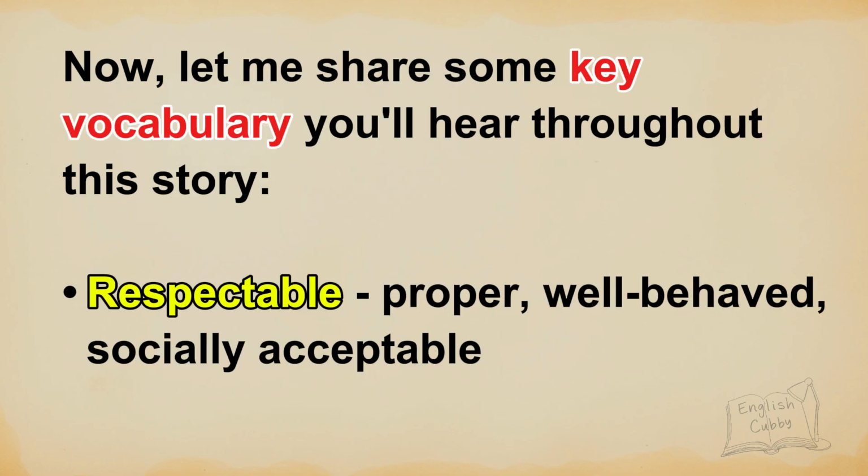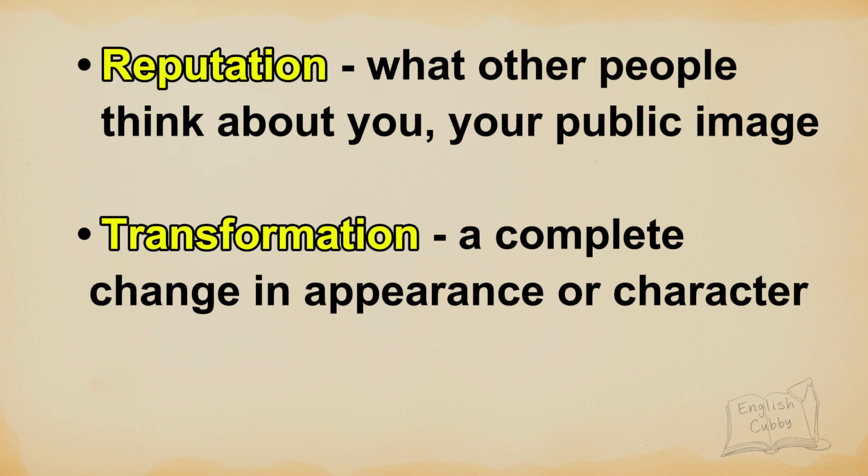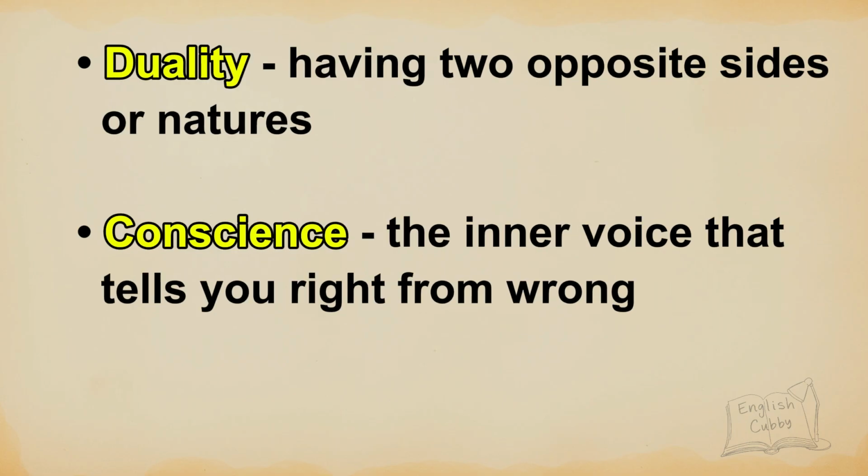Now, let me share some key vocabulary you'll hear throughout this story. Respectable: proper, well-behaved, socially acceptable. Reputation: what other people think about you, your public image. Transformation: a complete change in appearance or character. Duality: having two opposite sides or natures. Conscience: the inner voice that tells you right from wrong.